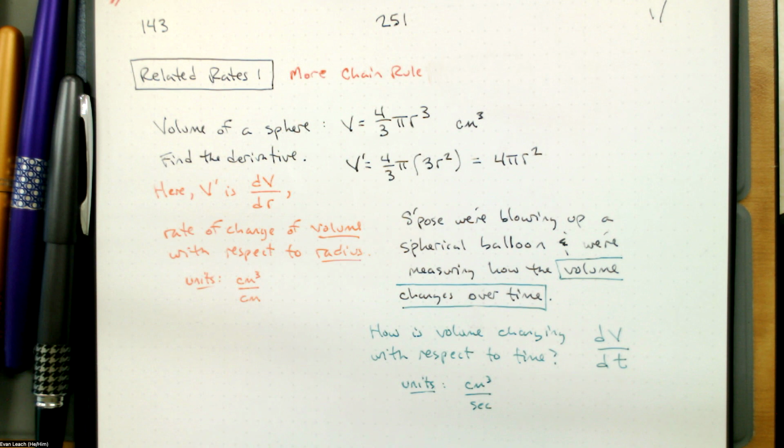Side note. So what are we talking about? Oh yeah. So this V prime, this dV/dr, is the rate of change of the volume with respect to the radius. Weird units, cubic centimeters per centimeter. For each centimeter increase in radius, we get 4 pi r squared cubic centimeters in volume.